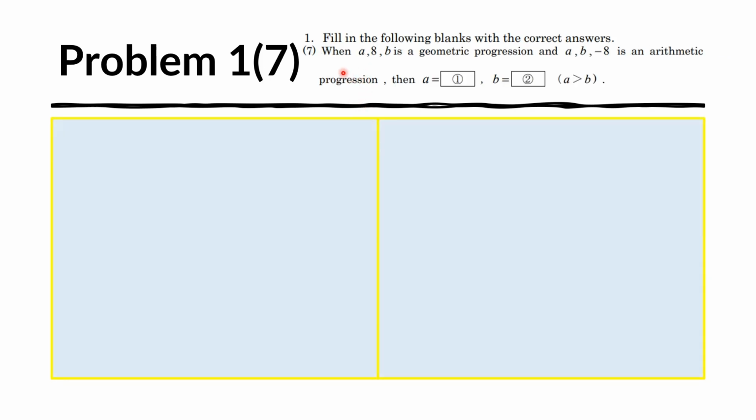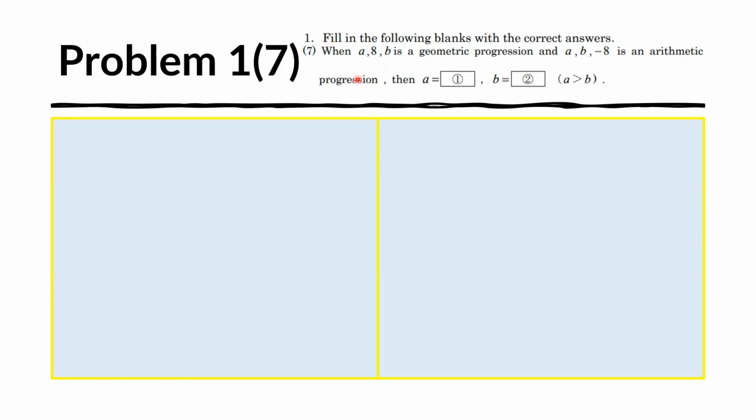For problem 7, we are given the geometric progression a, 8, b and the arithmetic progression a, b, minus 8. And we are asked to look for a and b such that a is greater than b. Now, to solve this problem, we need 2 equations because we have 2 unknowns, a and b. And the 2 equations must be independent. The way we get those equations is to use the 2 independent conditions: the first is the geometric progression, and the other is the arithmetic progression.